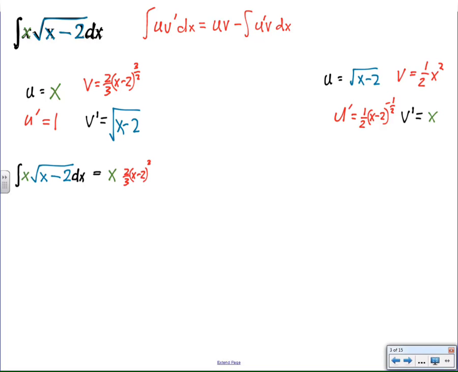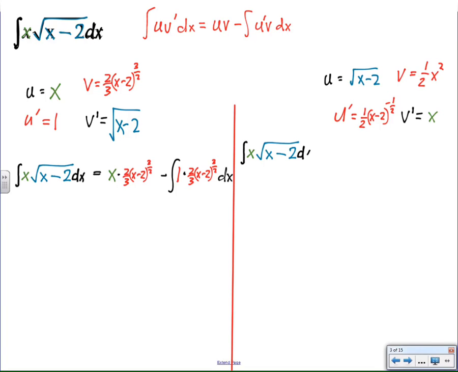If we set up the algorithm, again the first two are u times v, so I look at my square and I find u times v, which is x times 2/3 (x minus 2) to the 3/2 power. So I choose that, and then I subtract the integral, because that says subtract the integral of u prime v. So I take the u prime and the v, I get that. Now the alternative is to integrate the u times the v, minus, and so forth.